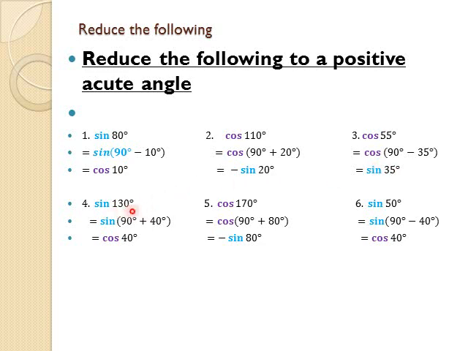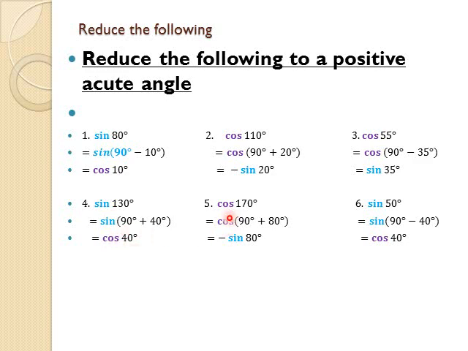If I say sine 130, 130 itself is in the second quadrant. 90 plus 40 gives me 130. 90 plus, second quadrant. Second quadrant, sine positive. Right, but 90 changes sine to cos, so therefore it becomes cos 40 degrees.